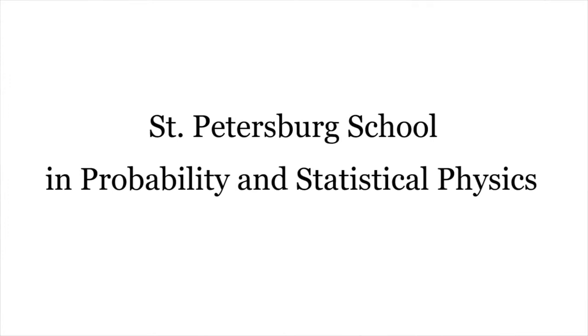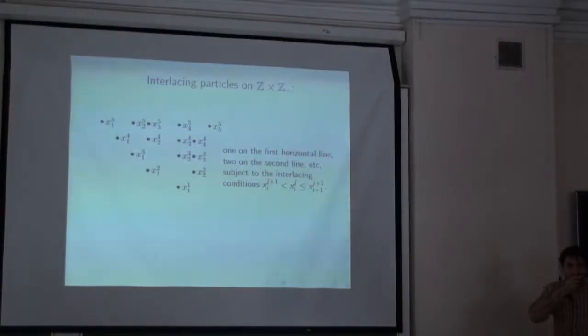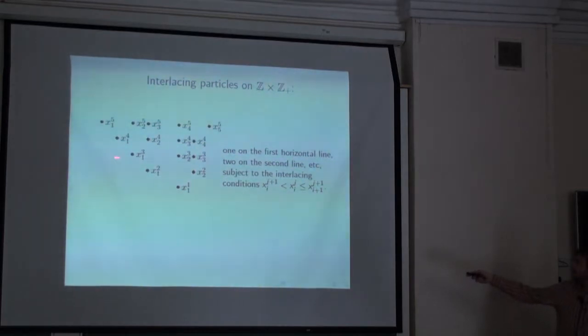Okay, so let's start. This is our main object, interlacing particle configurations. We'll deal with interlacing particles on Z times Z plus, which means that we will have one particle on the first horizontal line, two particles on the second horizontal line, three particles on the third one. All of them will have integer coordinates, and they will satisfy the following interlacing conditions: the particle here should sit between two particles here and here, which formally can be written like that.